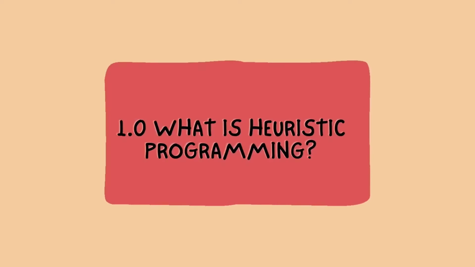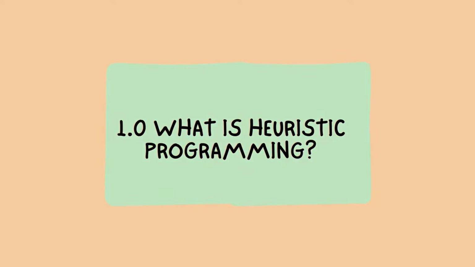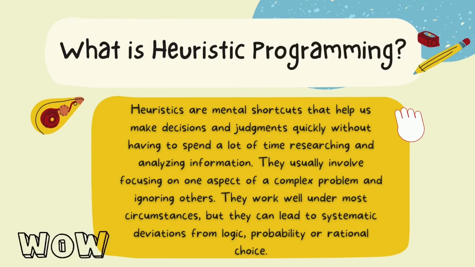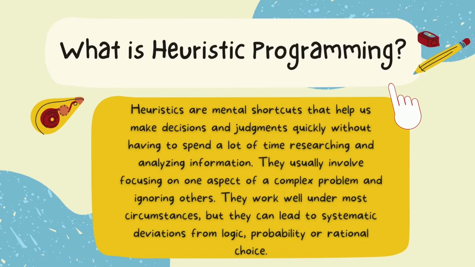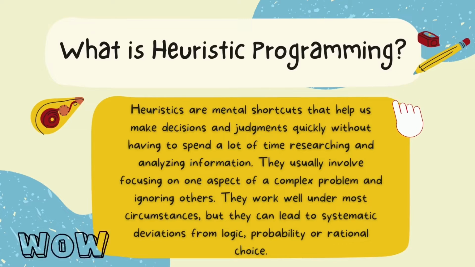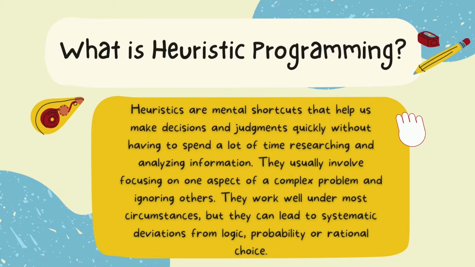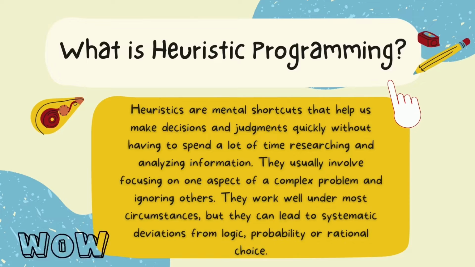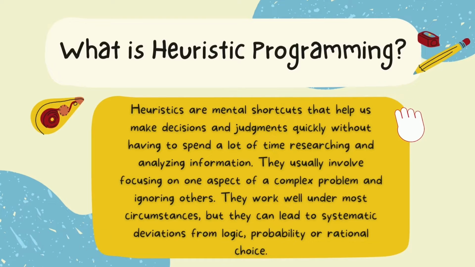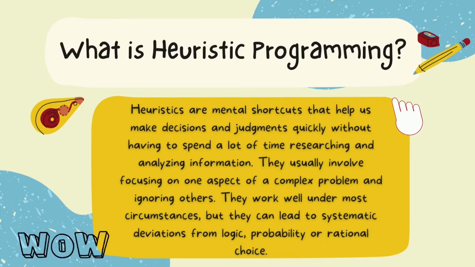Let's get started. The first one is what is heuristic programming? Heuristics are mental shortcuts that help us make decisions and judgments quickly without having to spend a lot of time researching and analyzing information. They usually involve focusing on one aspect of a complex problem and ignoring others. They work well under most circumstances, but they can lead to systematic deviations from logic, probability, or rational choice.